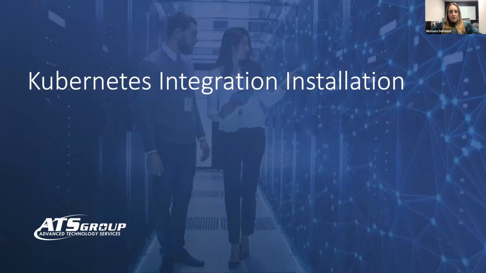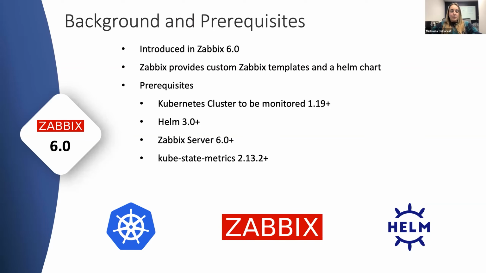So let's start with the architecture and installation of the Kubernetes integration. Zabbix introduced an official Kubernetes integration at the beginning of 2022 in the Zabbix 6.0 release. The integration consists of multiple Zabbix templates and a Helm chart used to install agents, and a proxy within the cluster. Before you can start monitoring your clusters, you need to be running version 1.19 of Kubernetes or above in your cluster, as well as Helm 3.